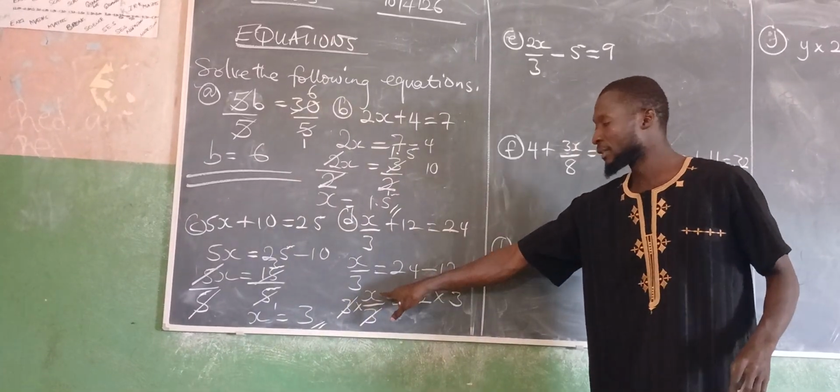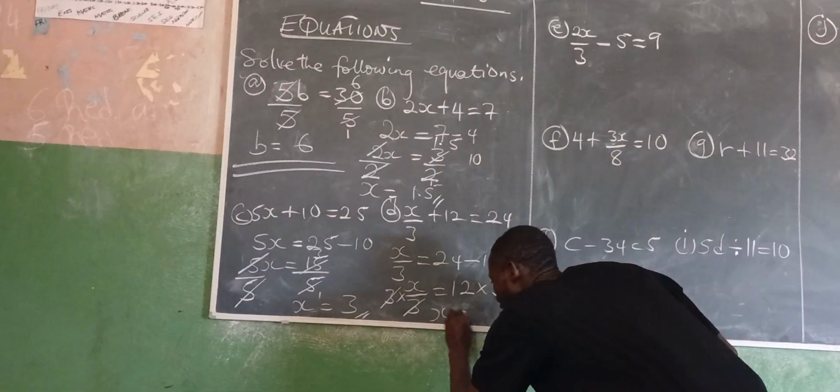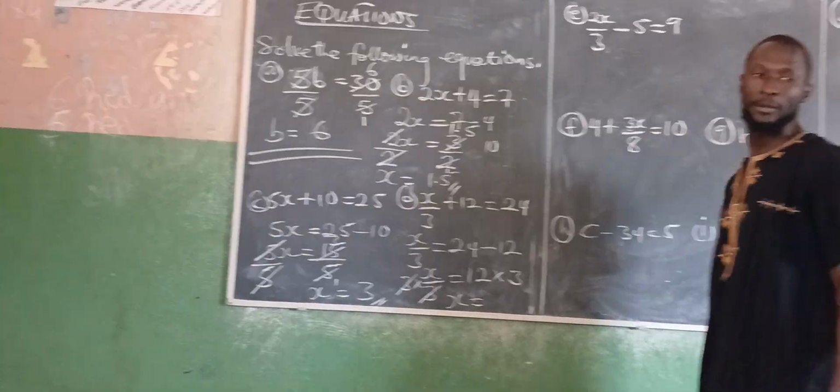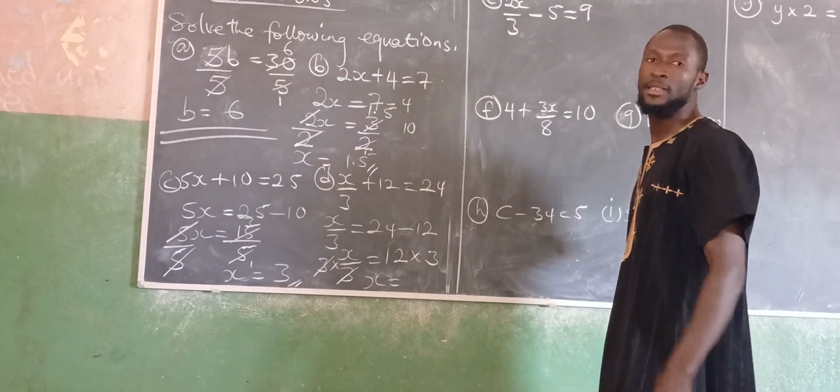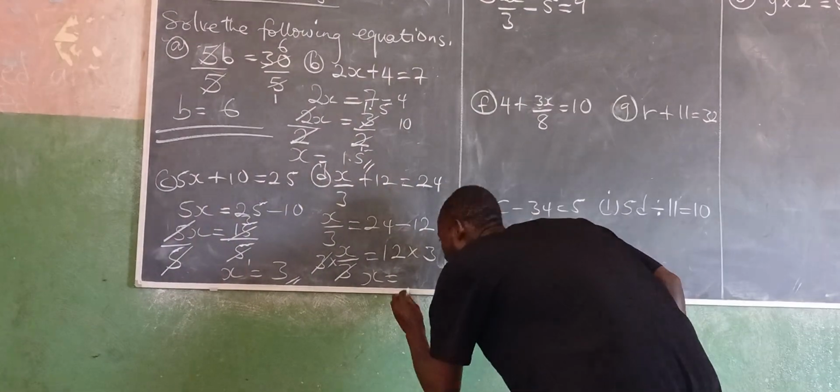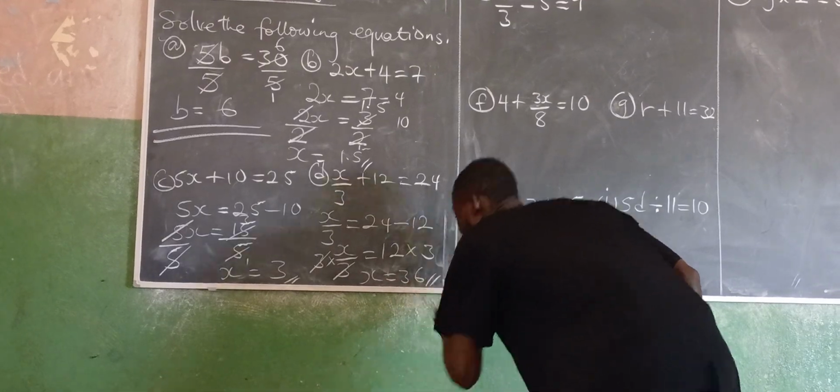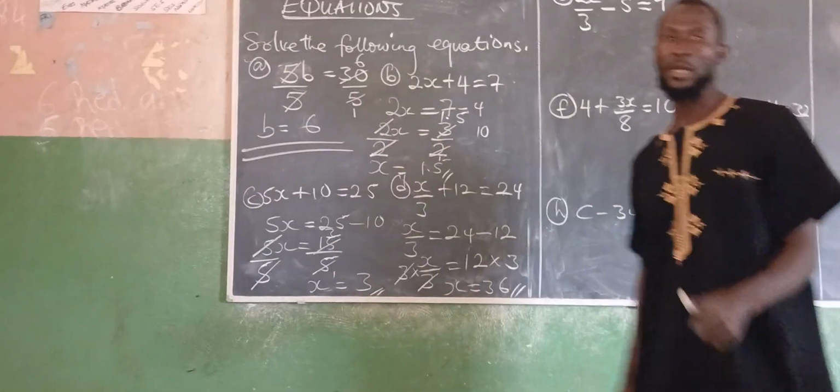What are we left with? X. You write x down. 12 times 3 is how much? 12 times 3 is 36. Okay? 12 times 3 will give us 36. So therefore we have x as 36. Okay? Yes.